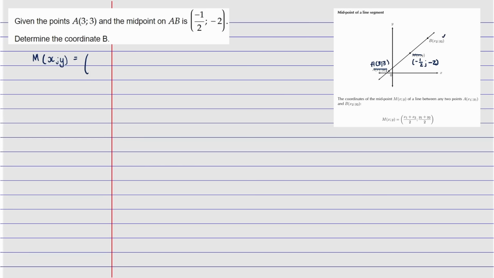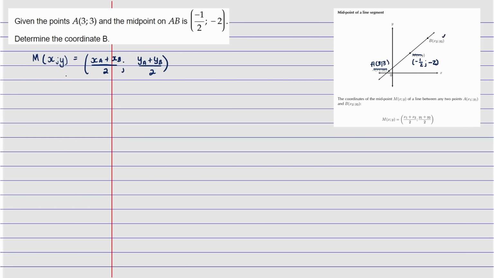Because remember, this midpoint is on the line A and B, right? So it's going to be the same as (XA plus XB) divided by 2, right? Then here it's going to be (YA plus YB) divided by 2, right?